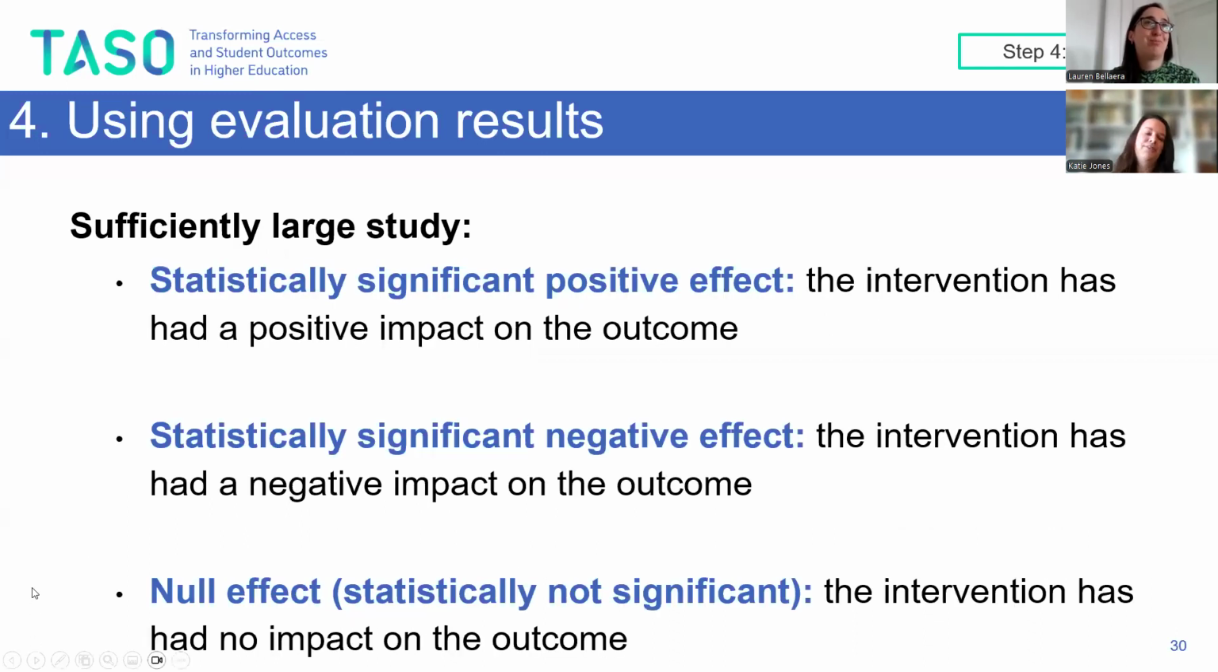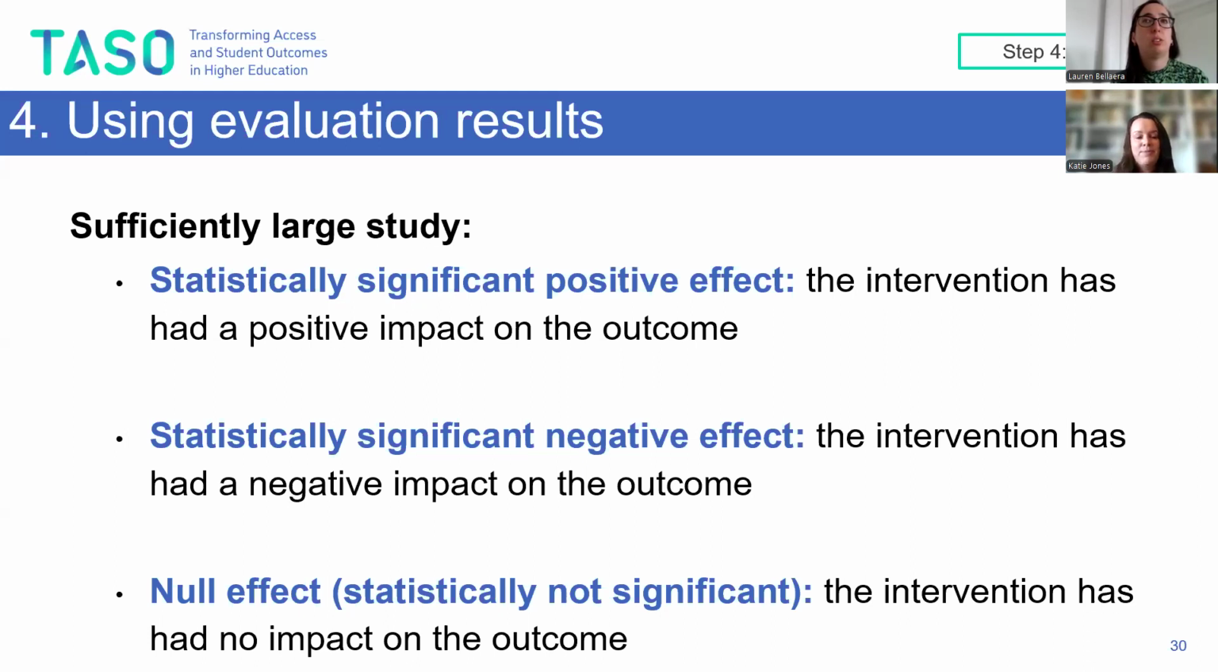So now we're going to move on to what we'll be able to say if you did get a large enough sample. So you will get any one of these three different outcomes. So you might find that you've got a statistically significant positive effect. And this is the idea that the intervention has had a positive impact on the outcome or outcomes of interest. You might have a statistically significant negative effect, and this is where the intervention has had a negative impact on the outcome of interest. Or you might have a null effect, which is that the intervention has had no impact on the outcome.